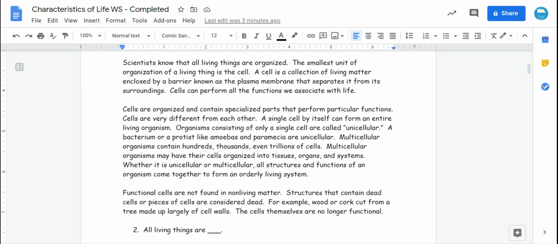And then lastly, it says here that functional cells are not found in non-living matter. So if you're non-living, you don't have cells. You never did have cells. You never will have cells. You're made up of something different.